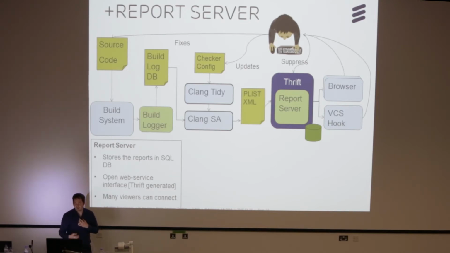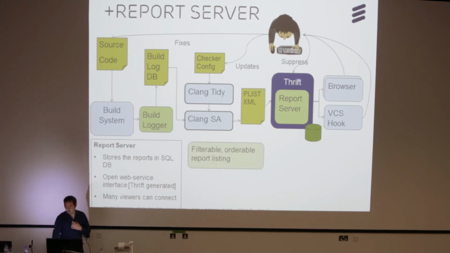It also allowed us to create a web service interface which can be easily used from a browser, from JavaScript, for example. And then you get filterable and orderable report listings. So for example, you would like to see the top priority problems in your project. If you run the static analysis on a project with 10 million lines of code and it finds 1,000 hits, then you can easily filter for a module or order them by priority and so on. This was missing from the existing toolset.